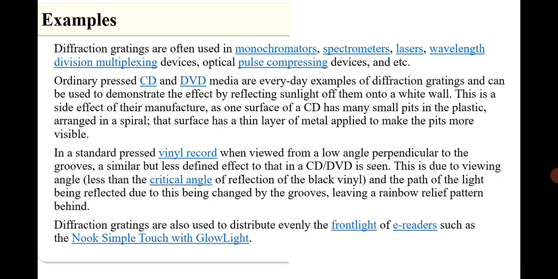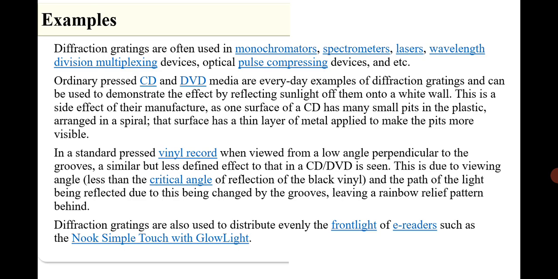Examples: Diffraction gratings are often used in monochromators, spectrometers, lasers, wavelength division multiplexing devices, optical pulse compressing devices, etc. Ordinary pressed CD and DVD media are everyday examples of diffraction gratings and can be used to demonstrate the effects by reflecting sunlight off them onto a white wall.